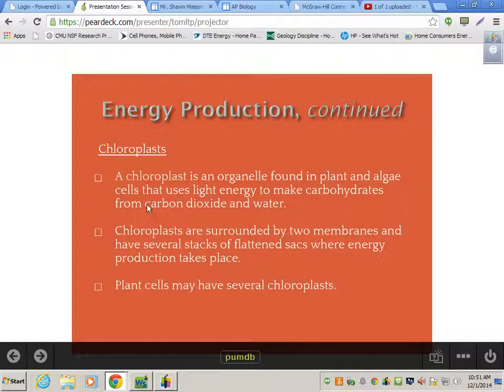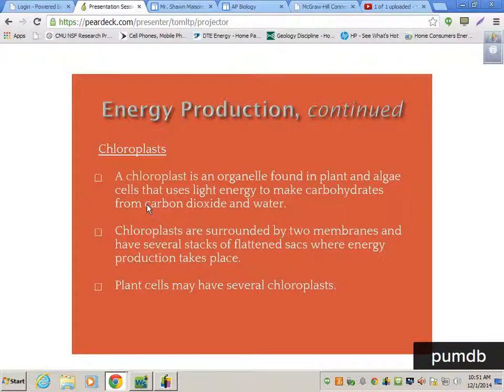No. So a chloroplast is an organelle found in plant and algae cells that uses light energy to make carbohydrates from carbon dioxide and water. So chloroplasts, just like mitochondria, reproduce like bacteria. They have bacterial DNA. And the chloroplast is the same as the mother. And you go, wait a minute, Mr. Mason. Plants are not boys and girls, and I say baloney.